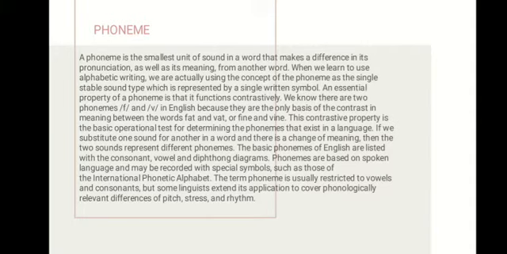in meaning between the word fat and vat, or fine and vine. This contrastive property is the basic operational test for determining the phoneme that exists in a language. If we substitute one sound for another in a word and there is a change of meaning, then the two sounds represent different phonemes.